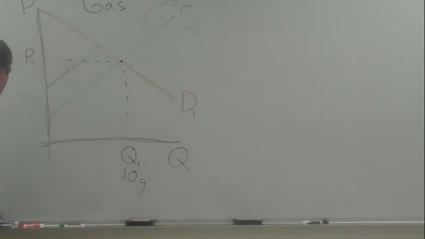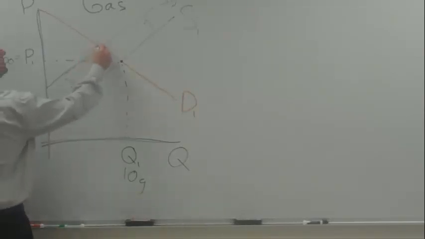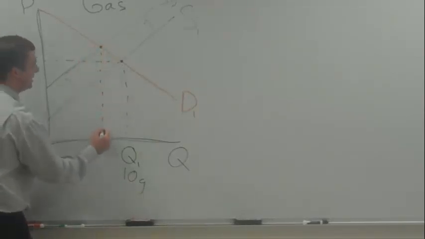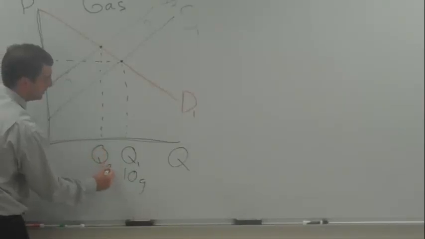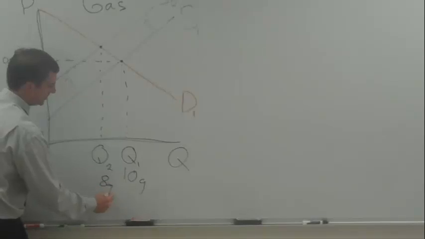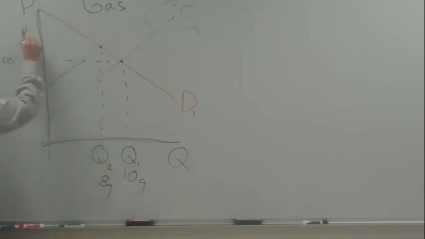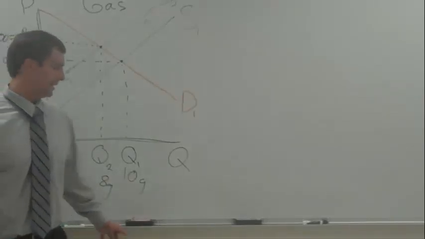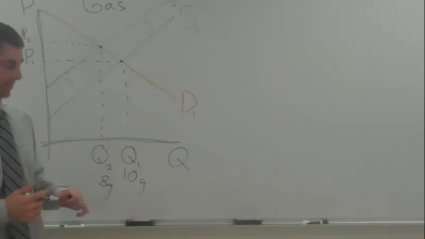What you'll notice is if I were to show the equilibrium of this, it's actually decreased our quantity, the amount we want, but at the same time, increased the price per gallon. Let's say it's $5 a gallon at 8 gallons. That's the amount you want, $5 a gallon.